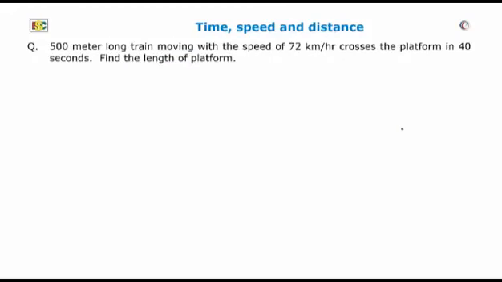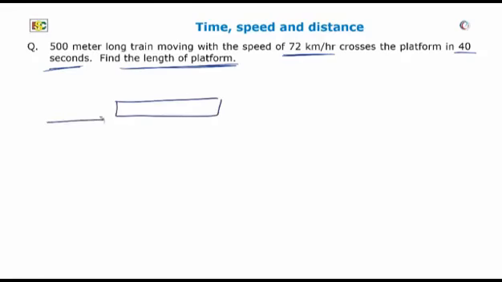Next question is: a 500 meter long train moving with the speed of 72 km per hour crosses the platform in 40 seconds. Find the length of platform. It is given that a train moving with the speed of 72 km per hour crosses a platform in 40 seconds. Length of the train is 500 meter. So we have to find the length of platform.